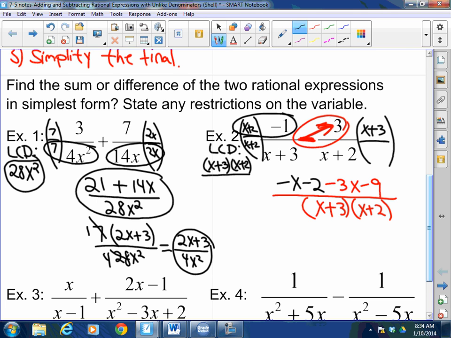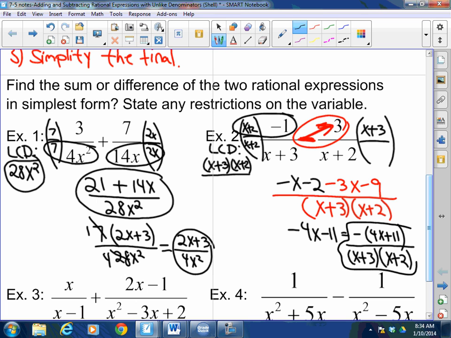So now we've got negative 4x minus 11, which I'm going to factor out a negative. So I've got negative times 4x plus 11 over x plus 3 times x plus 2. And that's my final answer. Does that make sense? Please be careful with those negatives, guys. Please, that's my big warning there, okay? Be careful.